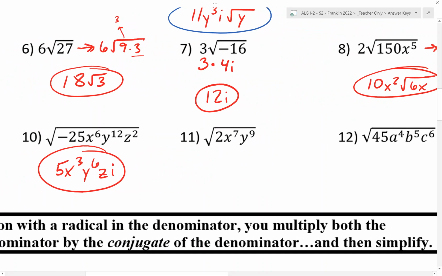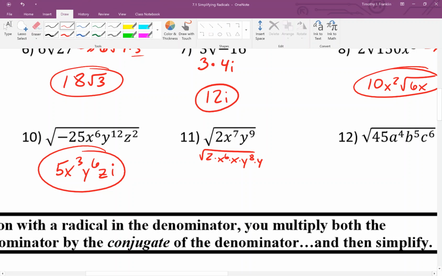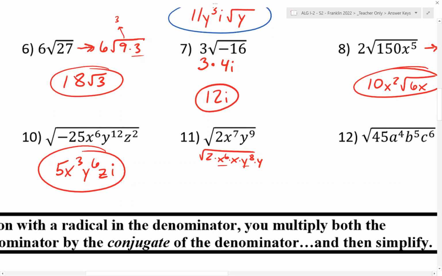Number 11. So consider each thing separately, right? 2 is not a perfect square. But x to the 7th, we can write that as x to the 6th times x. And y to the 9th is y to the 8th times y. And so those two things we can pull out as square roots, x to the 6th and y to the 8th. So that's x to the 3rd and y to the 4th, and everything else stays inside, 2xy.